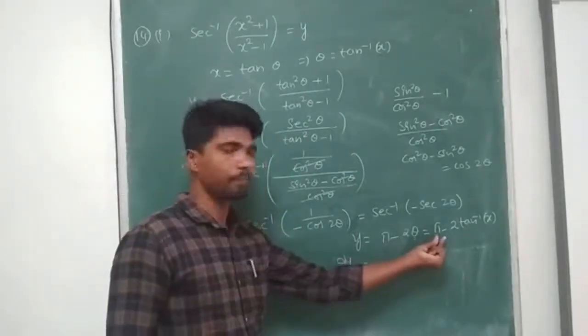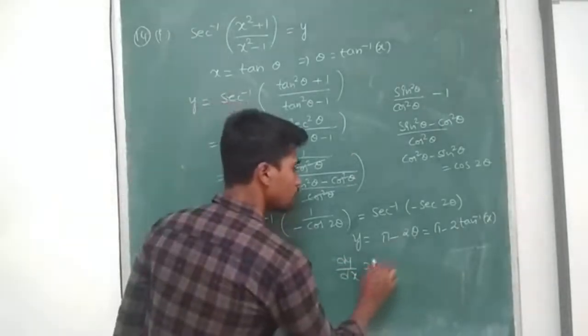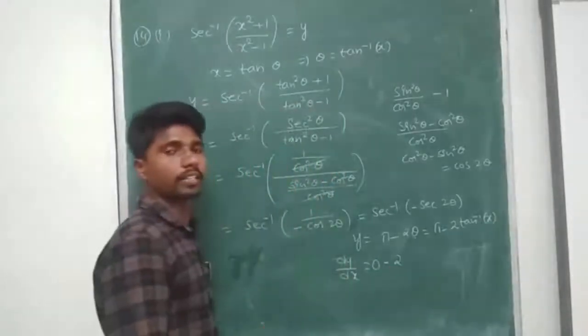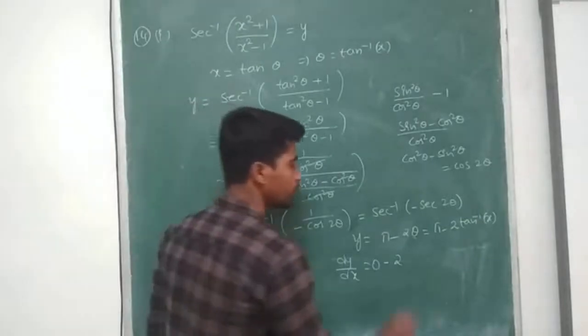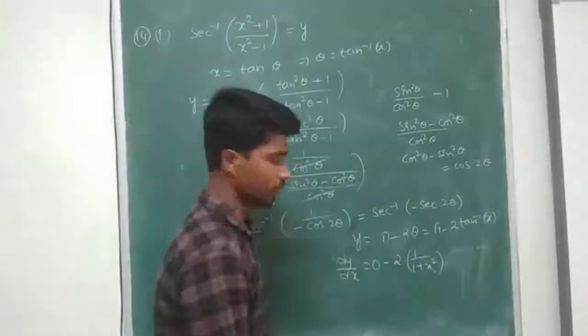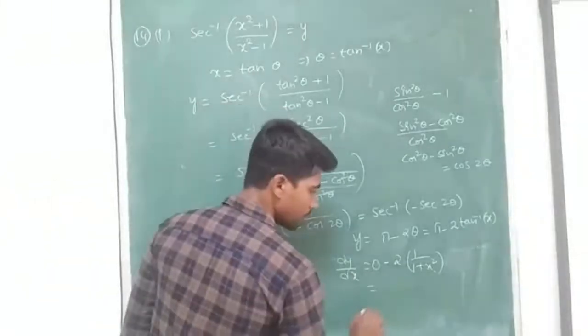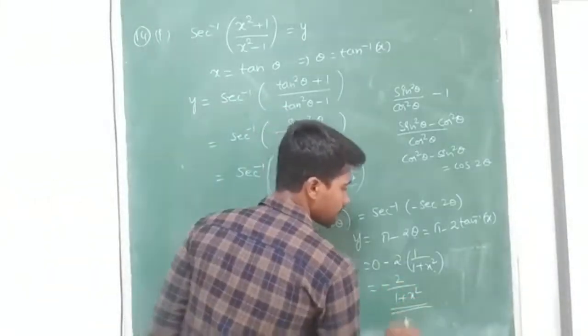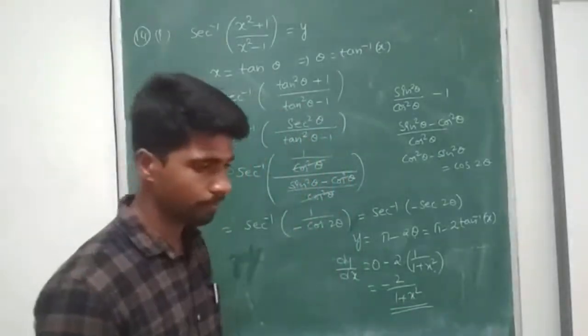I have a pi, which is a constant, so I get 0 minus 2 as it is, 2 into d by dx of tan inverse x, which is nothing but 1 by 1 plus x square. So what is my final answer? Minus 2 by 1 plus x square. Next question.